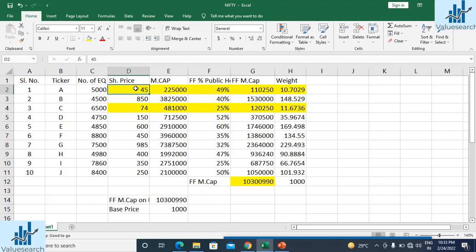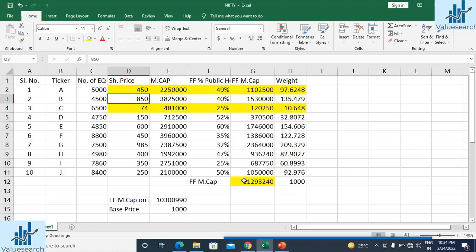Let's say after 1 year, we are assuming all the prices of other tickers remain constant. Let's say after 1 year, the share price of this company A has become 450 rupees instead of 45 rupees. Now look at when I press enter how this market cap changes, how this free float market cap changes, how this weight changes, and how this total free float market capitalization changes.